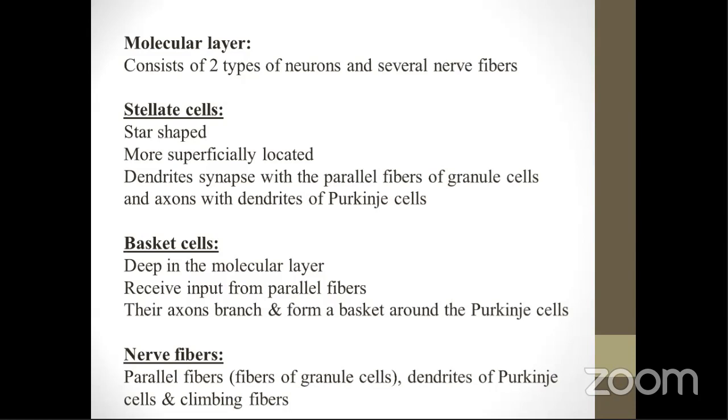The third part, which is present in the molecular layer, is nerve fibers. What are these nerve fibers? These are the fibers which are bifurcations from the granule cells. So they will be forming the dendrites of Purkinje cells, climbing fibers, and parallel fibers. So this is how the molecular layer is there.